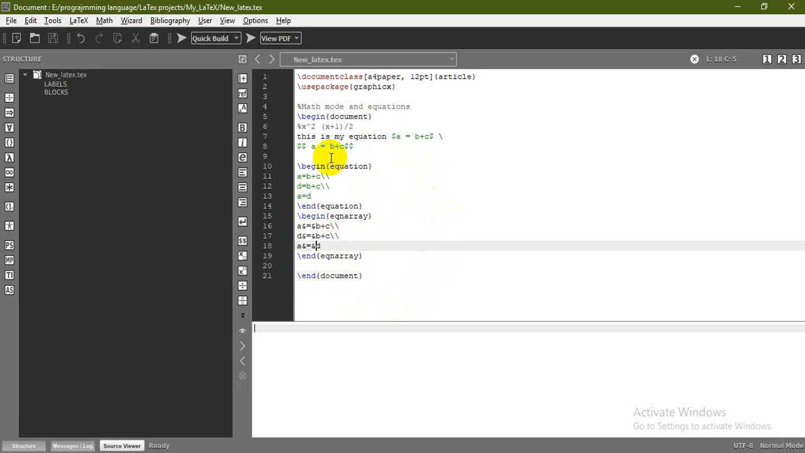So this will mark the end of math mode and equations in LaTeX programming.